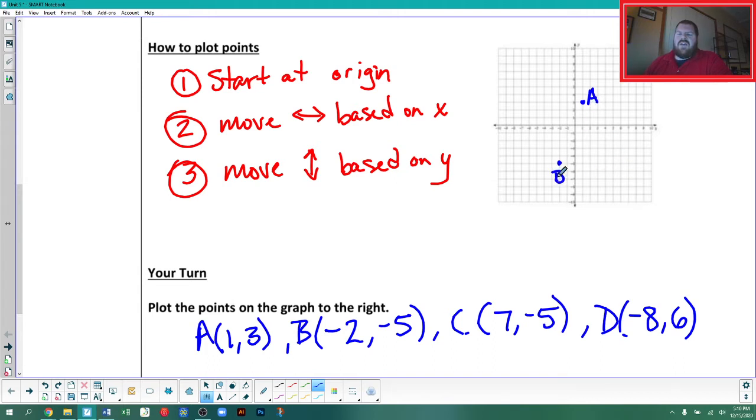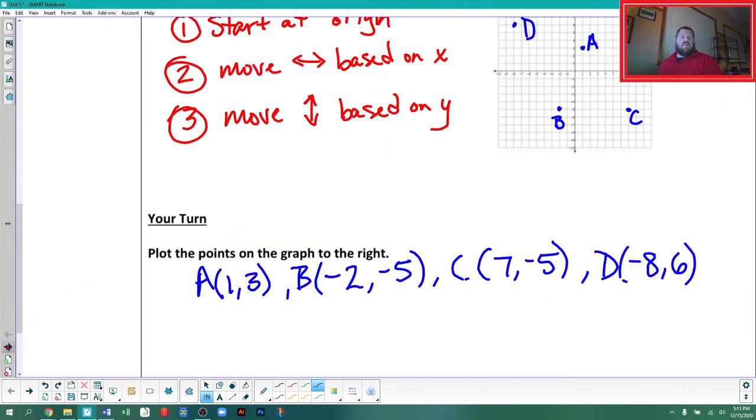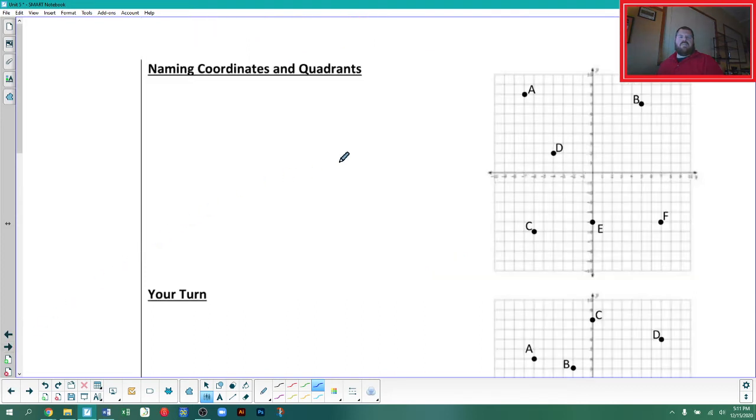Okay, so we should have A there, B there, C at 7, -5. So that's actually straight across from that one. And then D at -8, +6. I think that's that point right there. Point D. Okay, hopefully that's what you came up with. If not, we'll work on that as we go.